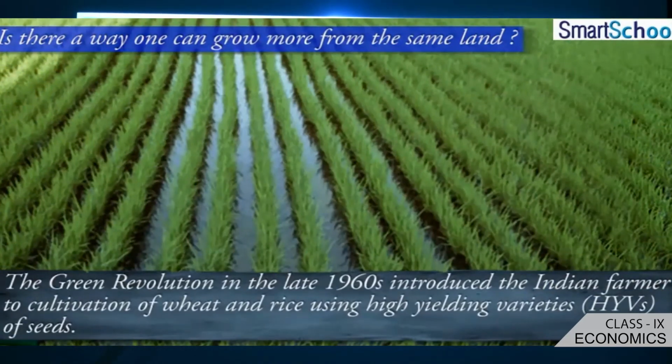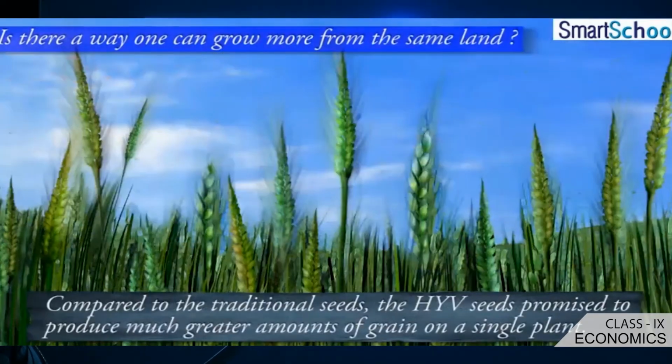But the green revolution in the late 1960s introduced the Indian farmer to the cultivation of wheat and rice using high yielding varieties of seeds. With traditional seeds, the plants give us only a little amount of output. But when we use HYV seeds, each and every plant bears great amounts of grain. For example, from a traditional seed one wheat plant gives half a kg, but from an HYV seed plant we will get 1.5 kg to 2 kg. So amazing, we are getting more production with the help of HYV seeds.